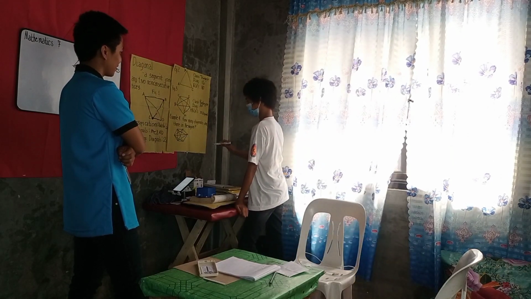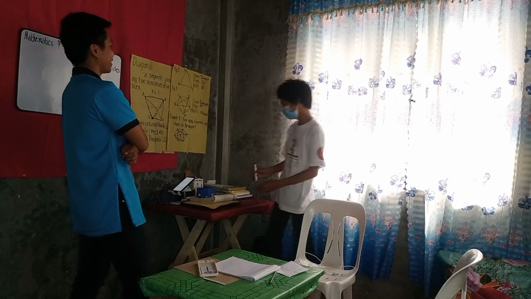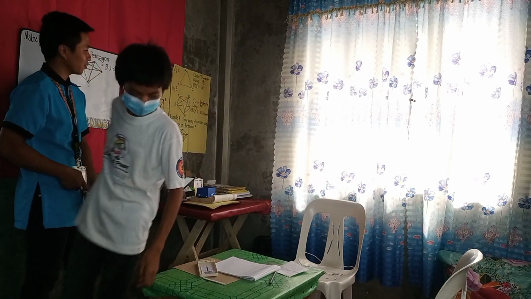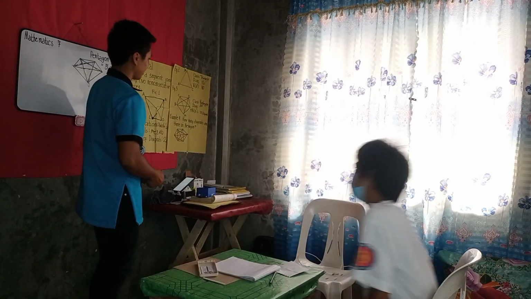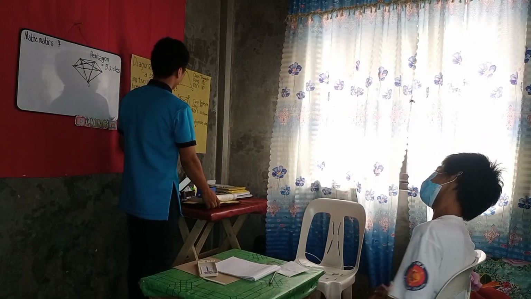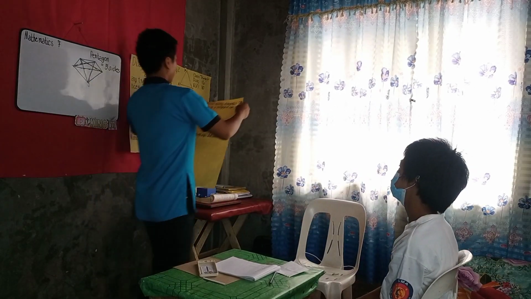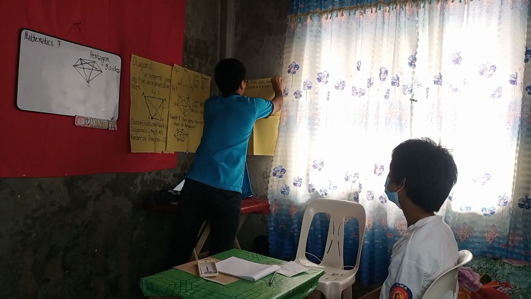Oh, saan pa? 9. So, there are 9 diagonals in a hexagon. Very good. So, mahirap ba siyang gawin pa na i-drawing? Madali lang, sir. Madali lang. But, paano naman? How about, ito na tayo.